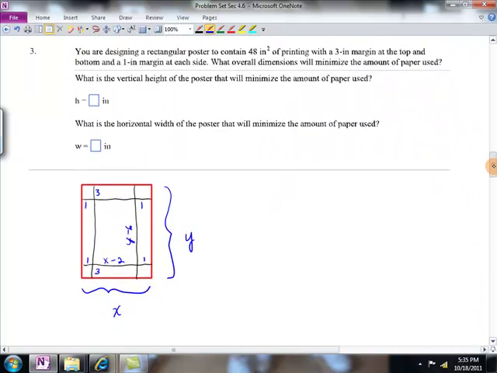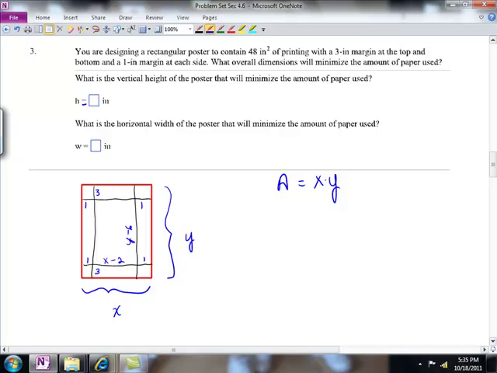All right. On this one, you are designing a rectangular poster that's going to contain 48 square inches of printing with a 3-inch margin at the top and bottom and a 1-inch margin at each side. What overall dimensions will minimize the amount of paper used? And so height equals and width equals. So we don't know what these are. Let's start out and say that A could be x times y.